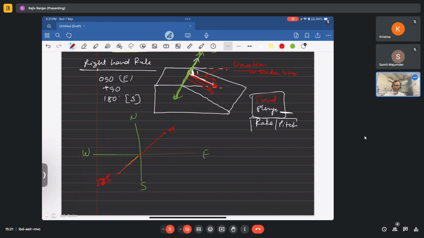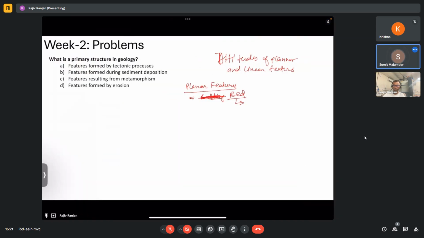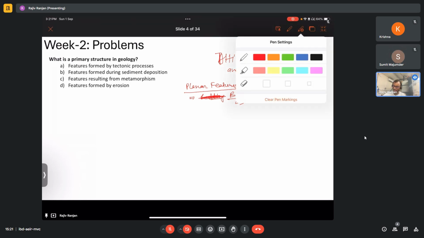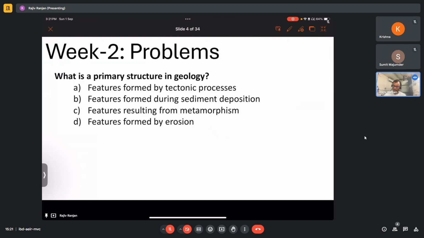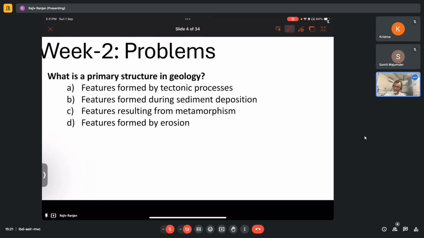Okay, Sumit, should we proceed now? Yes, try to engage here, so you will understand. Okay. So this is a very basic question. What is the primary structure in geology? Option A, features formed by tectonic processes; B, features formed during sediment deposition; C, features resulting from metamorphism; or D, features formed by erosion. What do you think?